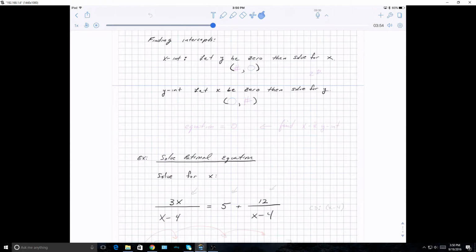So let's move on to finding intercepts, and that's easy. If we want to find the x-intercept, we're always going to let y equal 0, and if we want a y-intercept, we're always going to let x equal 0. So in essence, your answer will always look something like this, if it's in two-dimensional space, so 2D. So what's the idea? Get an equation, have it set equal to 0, and then find x and y intercepts. Okay?